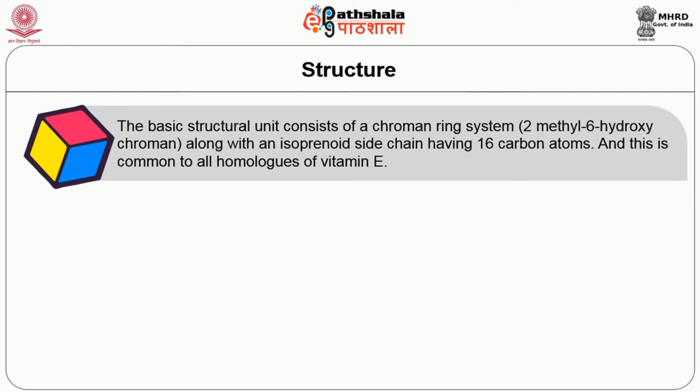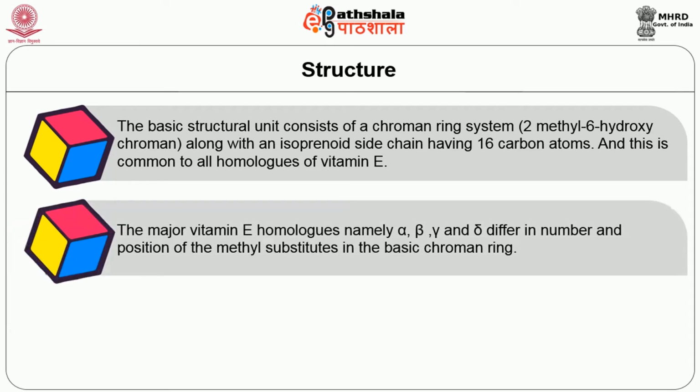Now coming to its structure, the basic structural unit consists of a chromane ring system along with an isoprenoid side chain having 16 carbon atoms, and this is common to all homologs of vitamin E. The major vitamin E homologs, namely alpha, beta, gamma and delta, differ in number and position of the methyl substituents in the basic chromane ring.